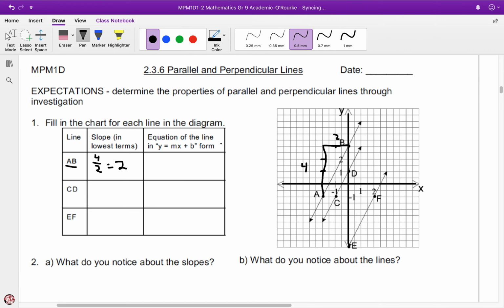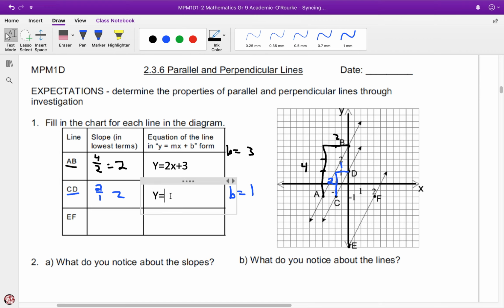And it asked me for my equation of this line, so I'm going to write down my b here. And my b here is at 3. So my equation of this line is going to be y equals 2x plus 3. Now let's do the next one. CD is in blue. Up and over. So I'm going to go up 2 and over 1. 2/1, which is 2, and my b is going to be 1. So my equation of the line here is going to be y equals 2x plus 1.